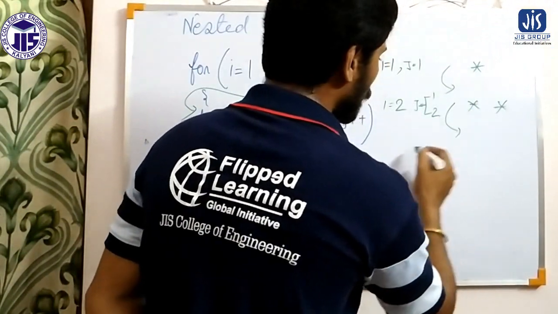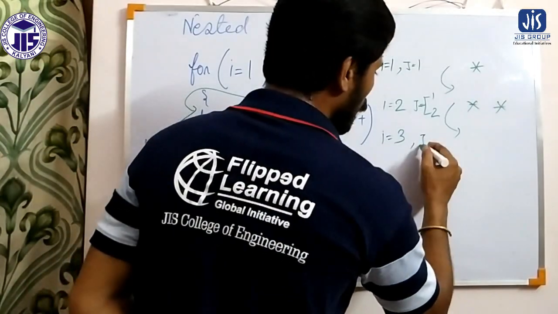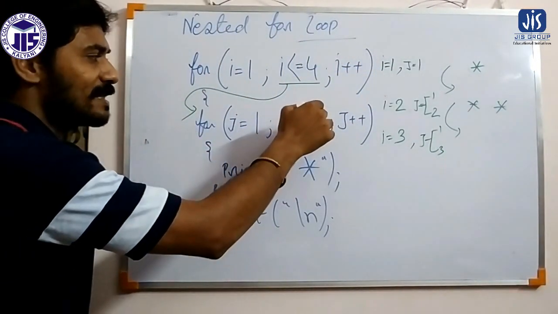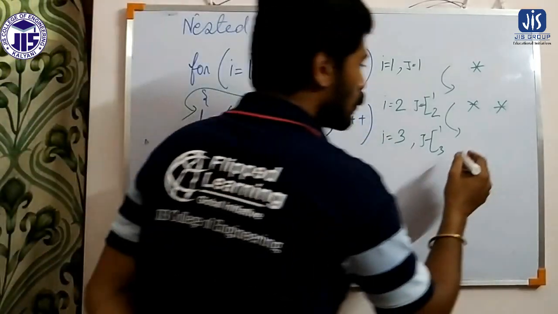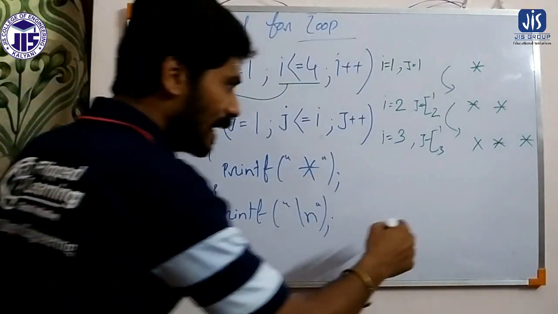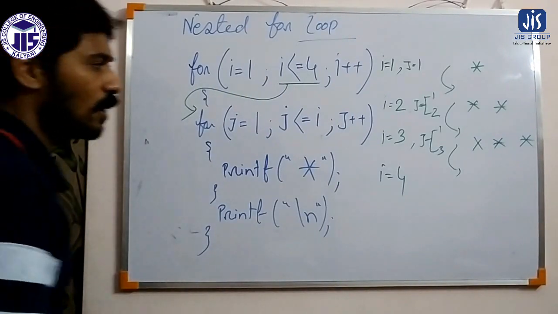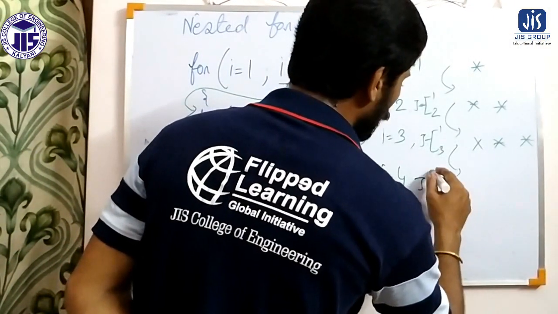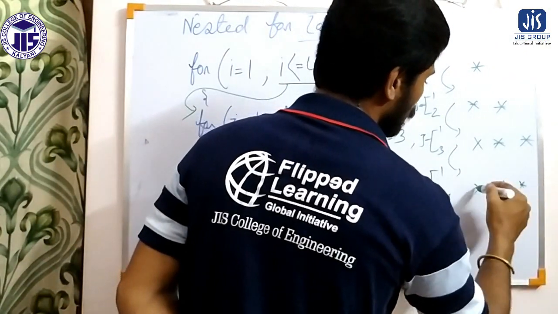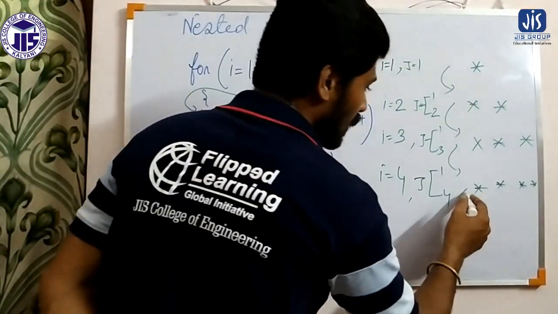Again it will change the line. Now the value of i is 3. So the value of j will start from 1 up to 3: 1, then 2, then 3. So it will print 3 asterisks. Again it will change the line. The value of i is 4 now. So the value of j will move from 1 to 4. The range is 1 to 4. So it will print 4 asterisks as the printf statement will execute 4 times. Then it will again change the line.